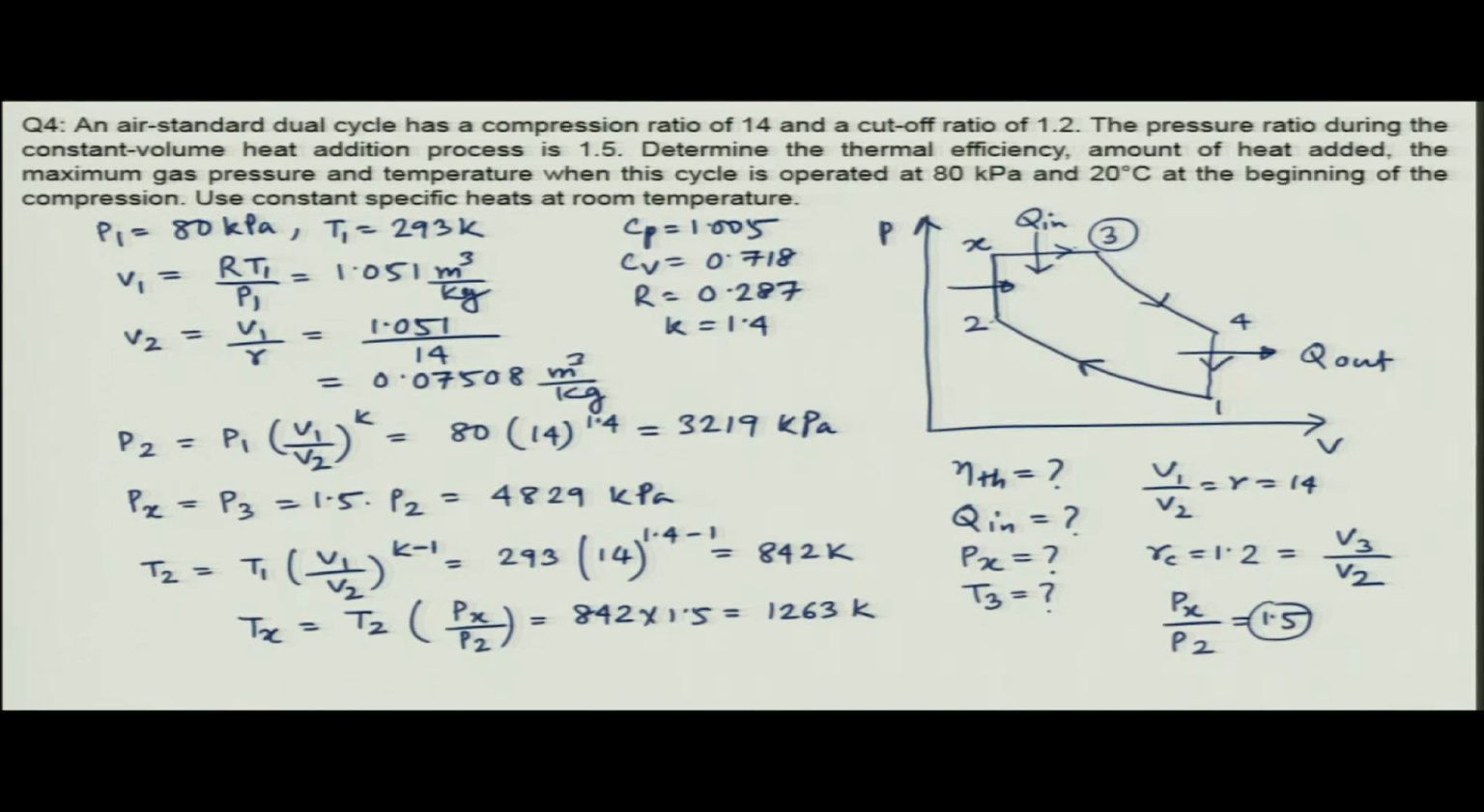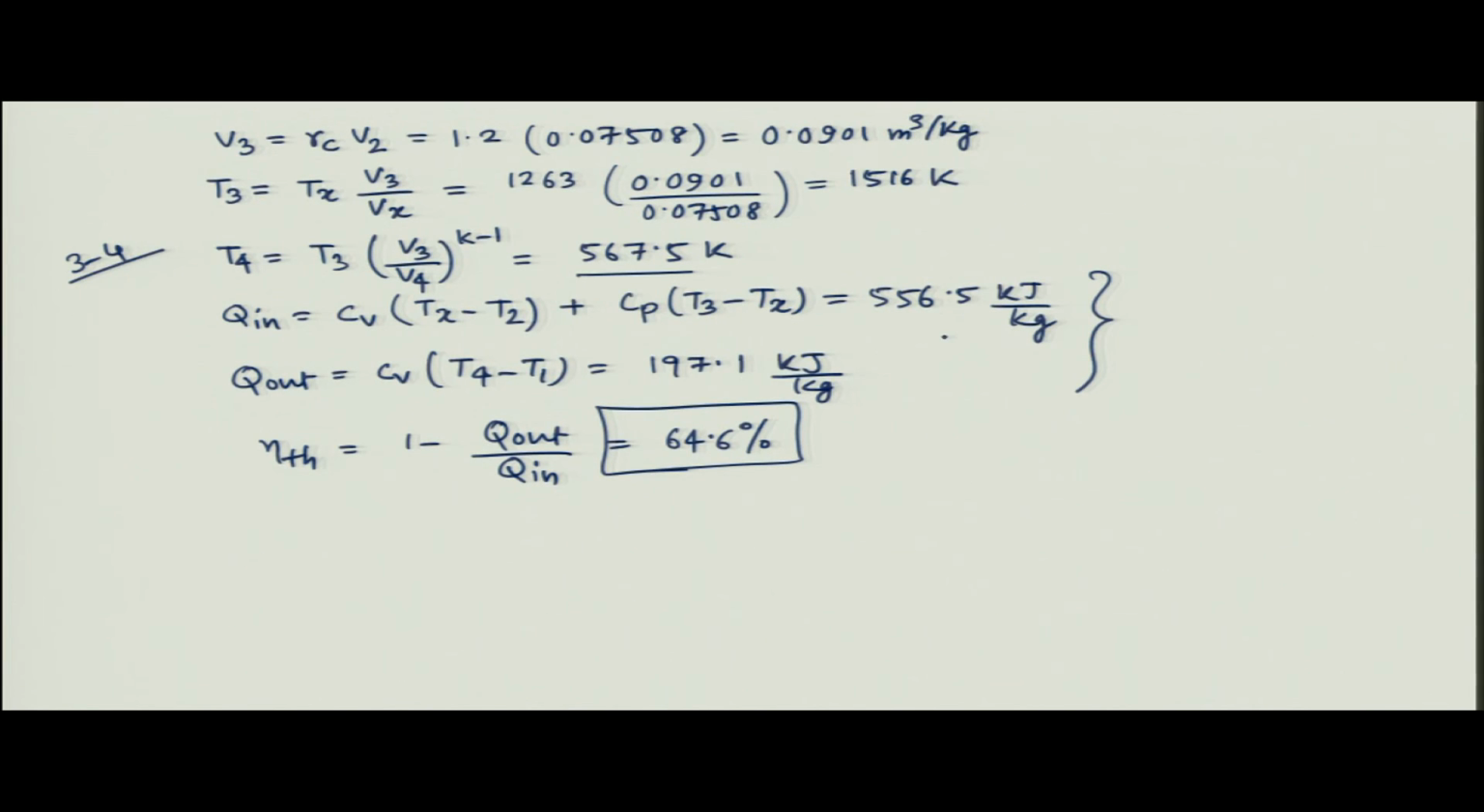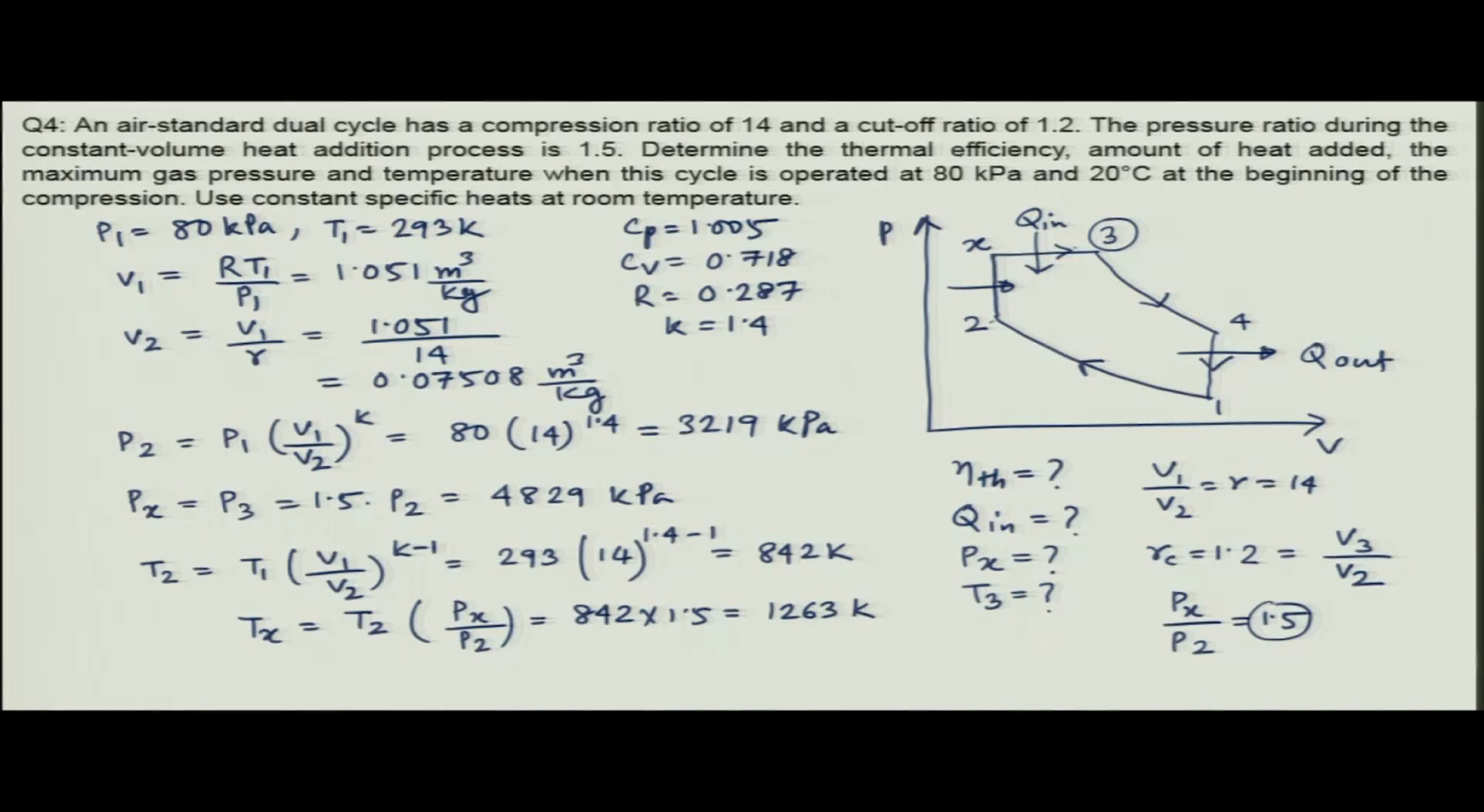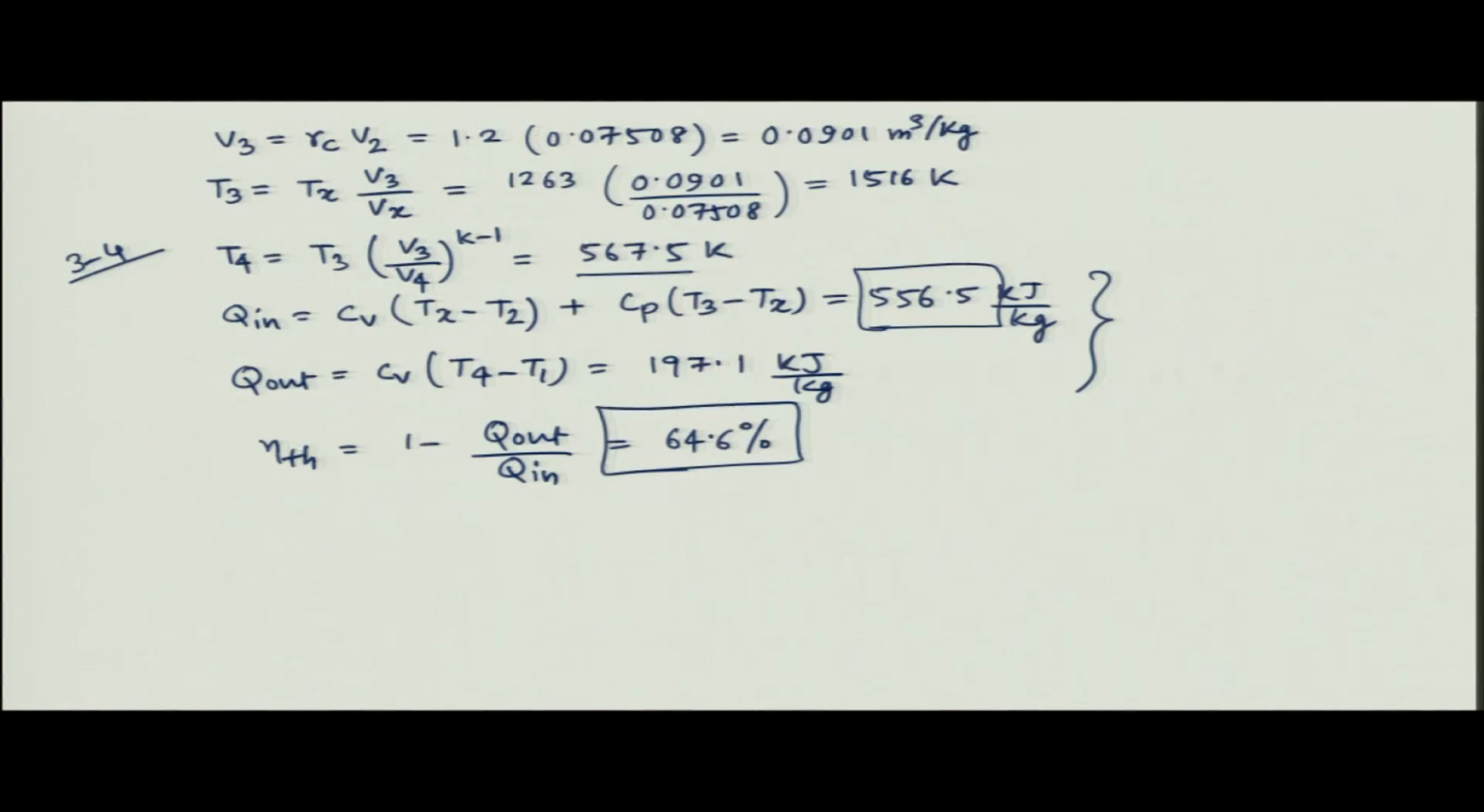So, now in this problem we have found all the quantities that were asked. The thermal efficiency we have found, the amount of heat added we have already found, and the maximum gas pressure and temperature. The maximum pressure will occur at P3, and the maximum temperature will occur at T3, which is 1516 Kelvin. Okay. So, this problem is solved.